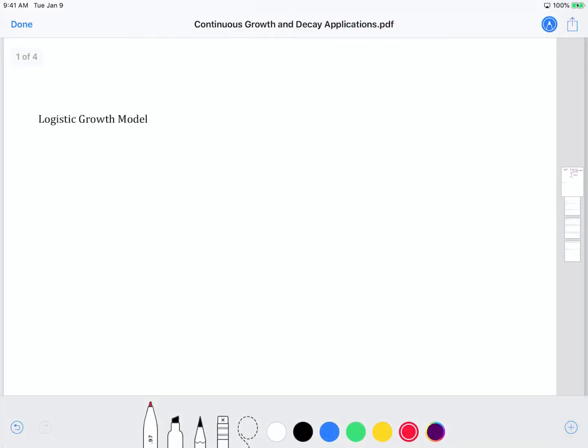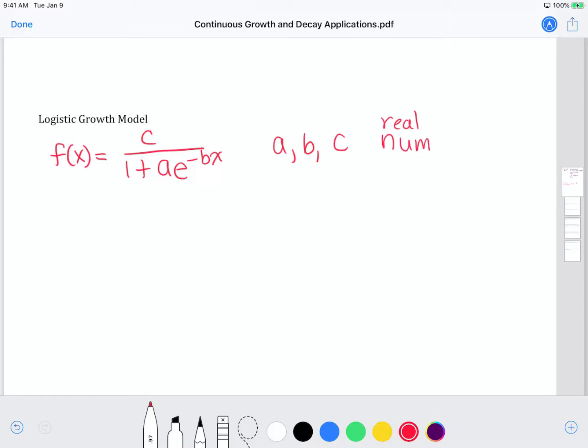Okay, now we have a new function called the logistic growth model. The logistic growth model is similar to the exponential function. The formula for the logistic growth model looks like this. A, B, and C are just real numbers. And then your x is your independent variable, and your f of x is your dependent variable.